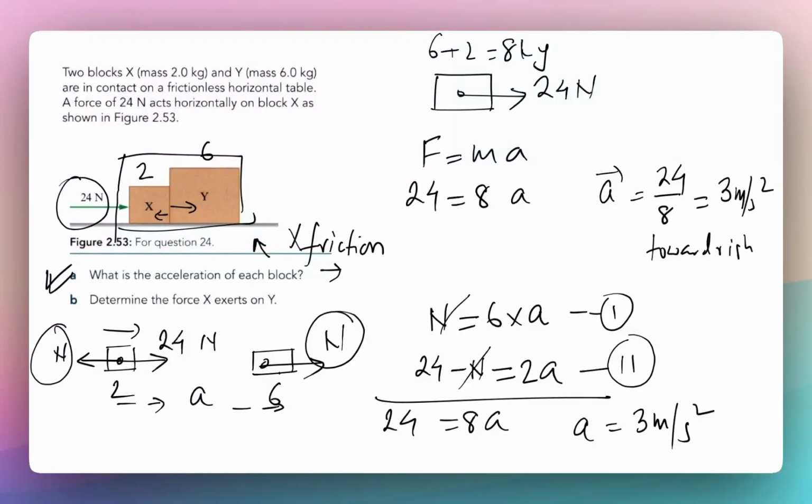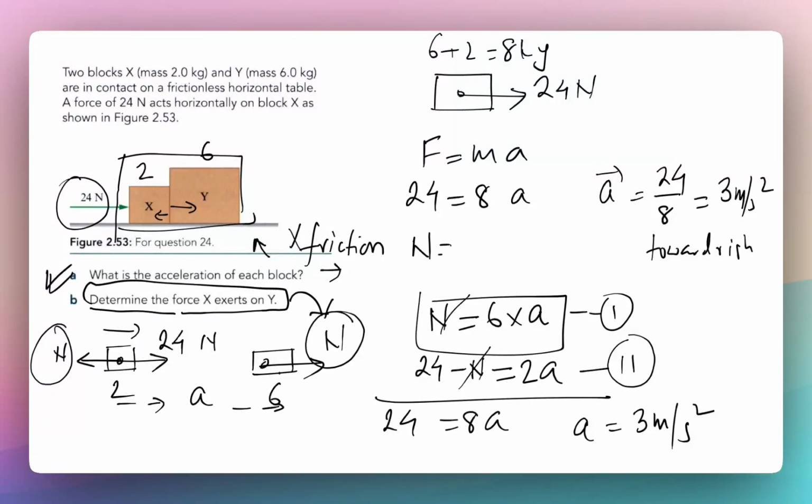Now, when we have to find the normal reaction, which is saying determine the force X exerts on Y, we are talking about the normal reaction. X exerts on Y. You can find the normal reaction simply by plugging in the value of a in this equation. So N is going to be 6 into 3, and that is going to be 18 Newtons. Okay, so that's the force, 18 Newtons. And with that, we're done with the problem.